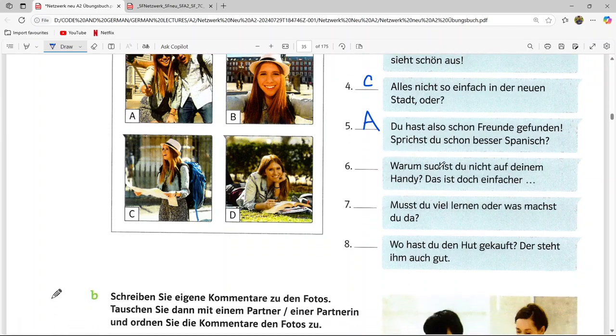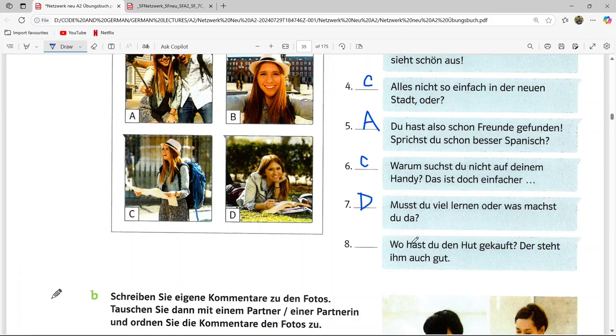Next one. Warum suchst du nicht auf dem deinem Handy? Das ist doch einfacher. So why aren't you looking with the mobile? That is easier. So looking at the map in the mobile is easier. So picture C. Next one. Musst du viel lernen oder magst du da? So do you have to learn more, or what are you doing actually? So this one, learning.